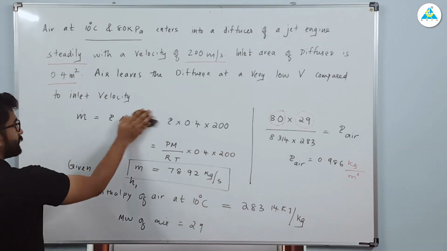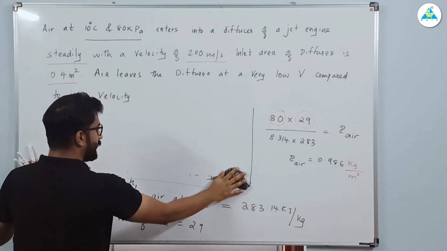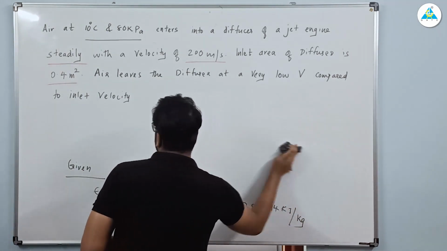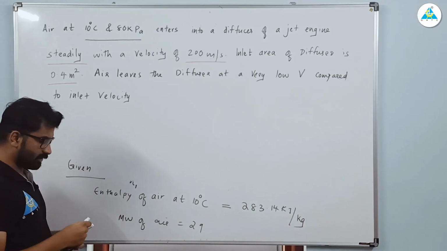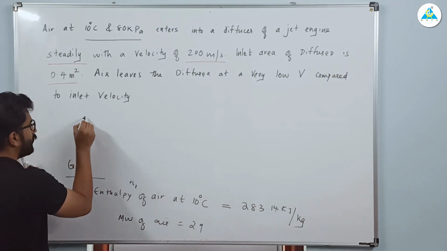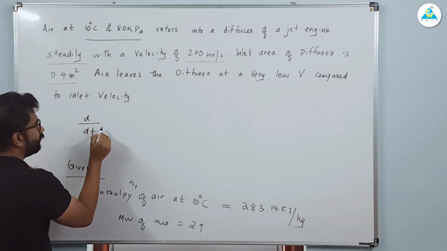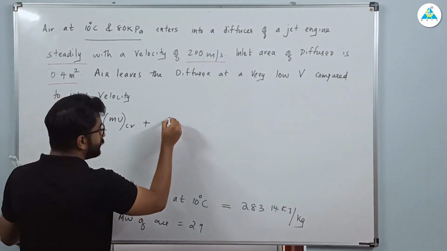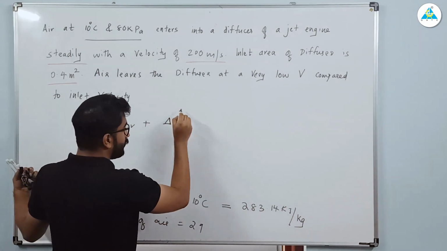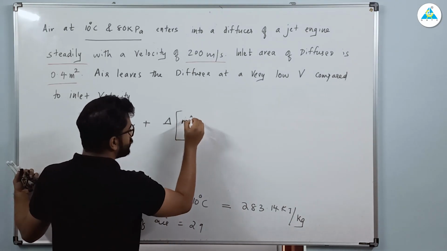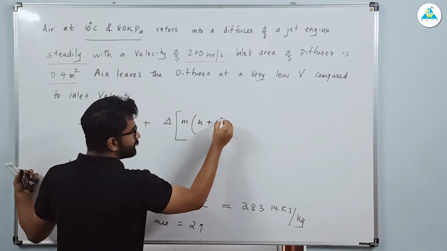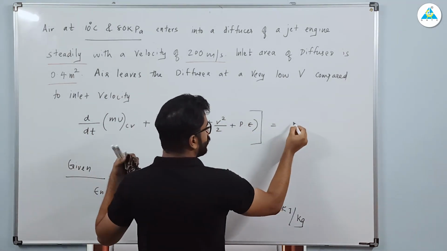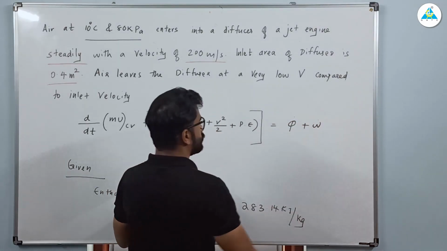Now, can we go to the second question, where you need to find the enthalpy? For finding this, the first thing is you need to write the energy balance equation. What is your energy balance equation? I hope you remember. d by dt of mass into internal energy of the control volume, plus delta, which is outlet minus inlet, remember, right? So delta, outlet minus inlet, of mass flow rate into enthalpy plus kinetic energy plus potential energy, equal to heat transfer plus work transfer.